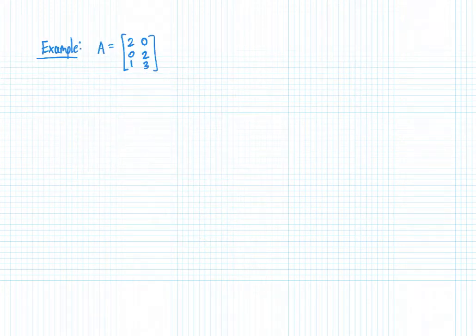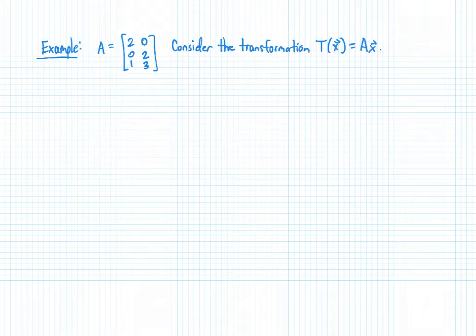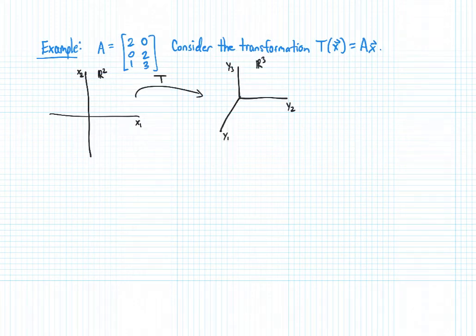Okay, so just to illustrate with an example, let's say we have this 3 by 2 matrix, and let's consider this transformation that comes from the matrix. Because A has 2 columns, the input, or the domain, is 2-dimensional space. And because A has 3 rows, the output, or the codomain, is 3-dimensional space.